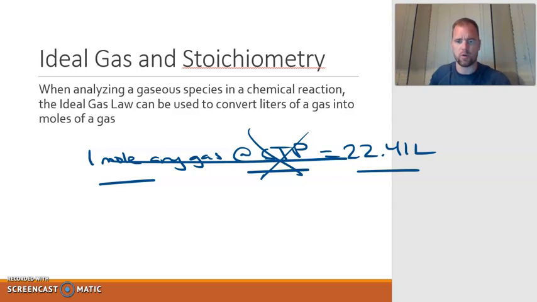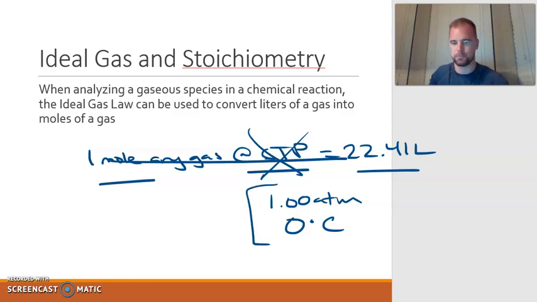And just as a reminder, what's standard pressure and temperature? Okay, standard pressure is 1 atm. Standard temperature, be careful, it's 0 degrees Celsius. There's a difference between standard temperature and standard conditions. So just wanted to make sure I was clear on that. So STP are these conditions right here.